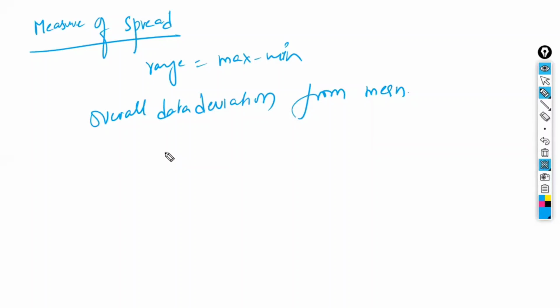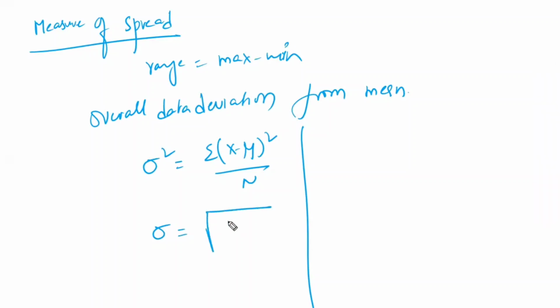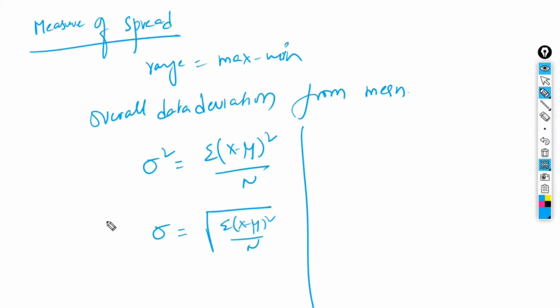Now here, the variance was given by a formula for the population. For the population, variance is given by sigma square, where sigma square equals the sum of (x minus mu) whole square divided by capital N, and standard deviation is given by the square root of this, that is, the square root of the sum of (x minus mu) whole square divided by N. This is the variance and standard deviation. This is population variance and this is population standard deviation.